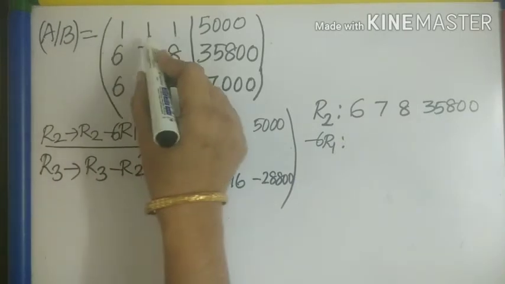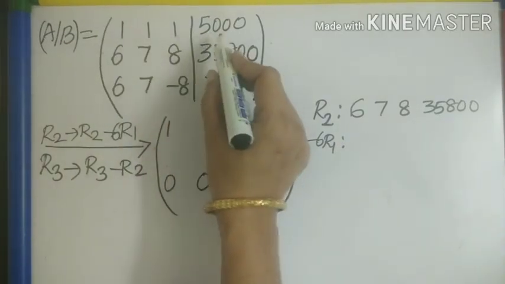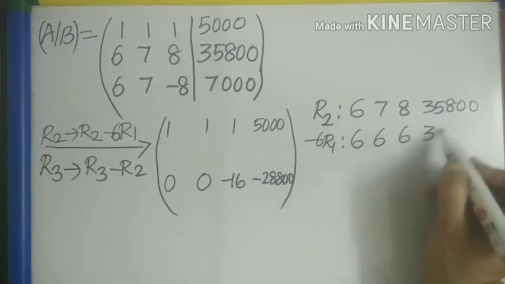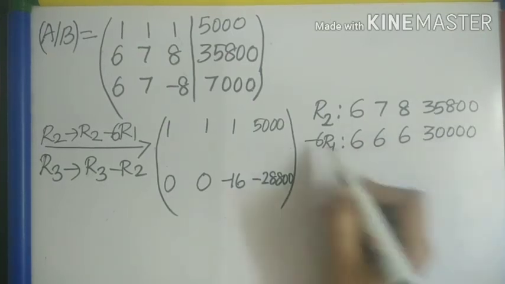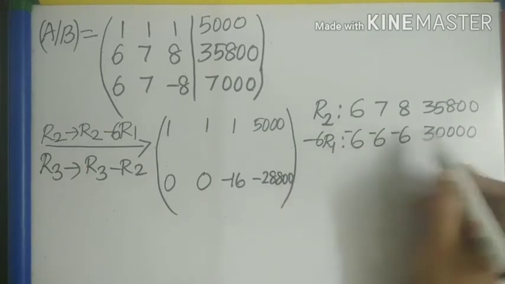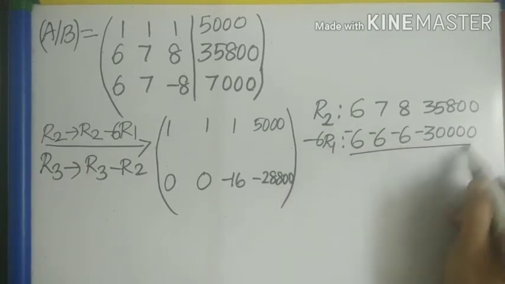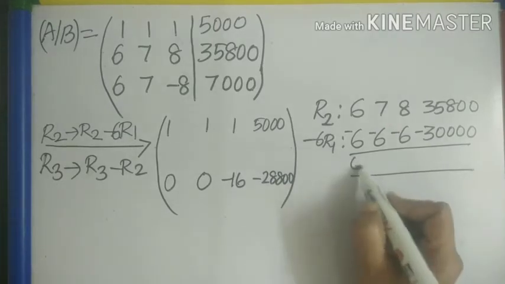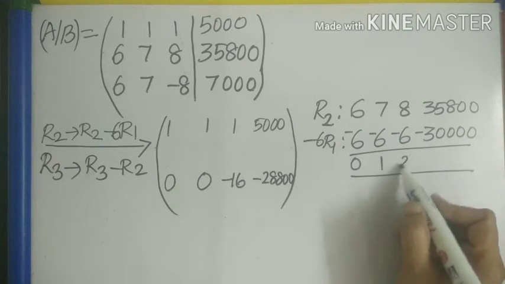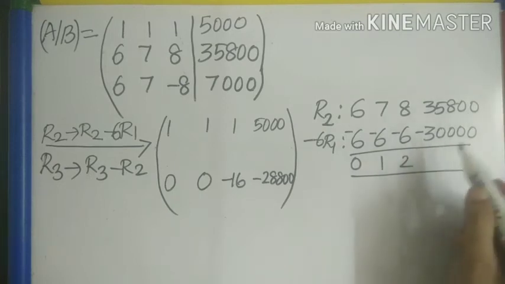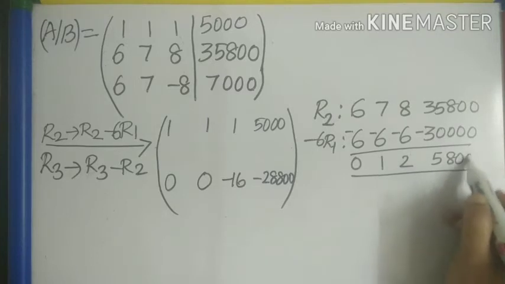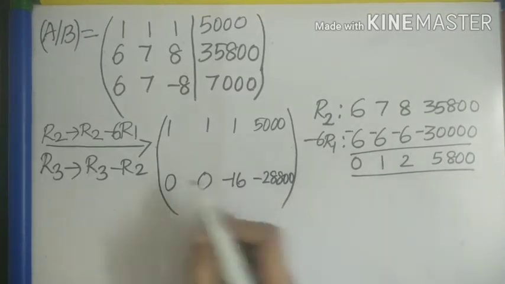So 6, 6, 6 multiplying by 6 is 30,000. Actually, I want minus 6R1, so change the symbol. Now what is my answer? 6 minus 6, 0. 7 minus 6, 1. 8 minus 6, 2. 35,800 minus 30,000 will give me 5,800. So this will be my second row.